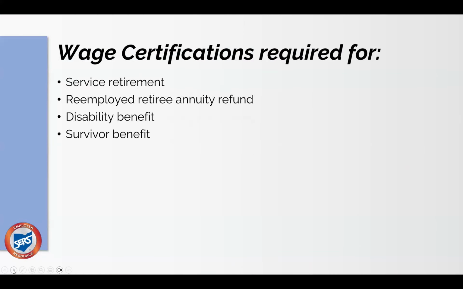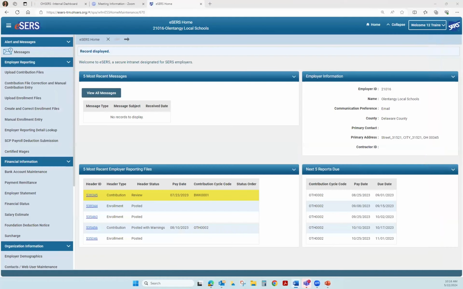Even though we're covering refund certifications, you can also receive a notification for the following certifications: service retirement, re-employed retiree annuity refund, a disability benefit, and survivor benefit. Employers will receive an email notification when a wage is pending in eSERS. The notification is sent only to the employer web administrator, also known as the EWA, and those assigned the wage certification role. The certification is only sent to the employer once the application is approved.